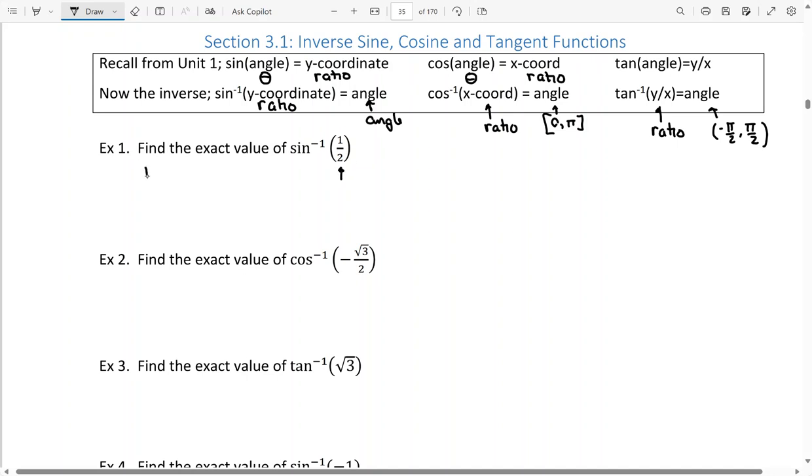All right. So find the exact value of sine inverse of 1/2. So keep in mind, our answer has to be between pi over 2 coming in this direction and 0 to negative pi over 2 coming in this direction. Since it's a positive 1/2, we're looking to see what angle gives me the y value of 1/2, and that would be pi over 6.